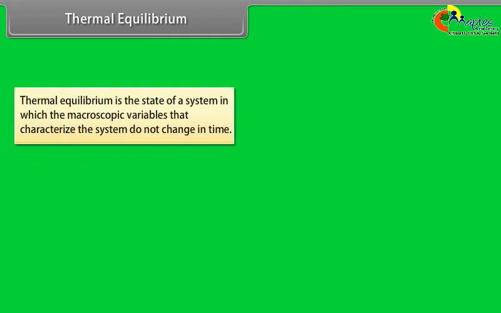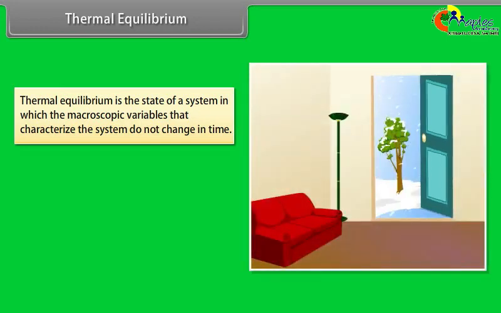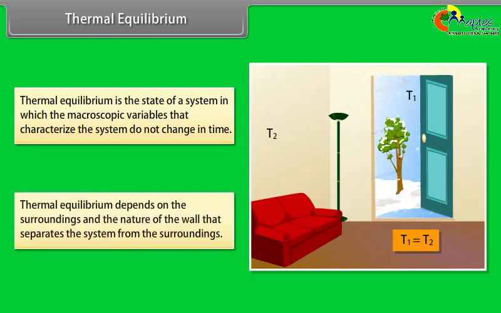Thermal equilibrium. Thermal equilibrium is the state of a system in which the macroscopic variables that characterize the system do not change in time. Let us take an example. In winter season, when you open the door of your house, then the heat moves out of the house. To balance out the temperature, after few minutes, you feel that the temperature inside and outside the house is same. This is due to the thermal equilibrium. Thermal equilibrium depends on the surrounding and the nature of the wall that separates the system from the surrounding.